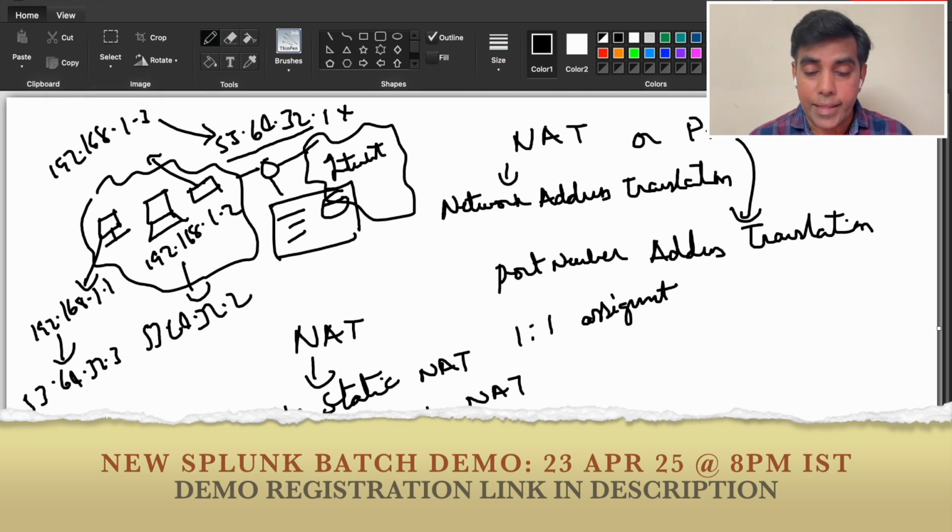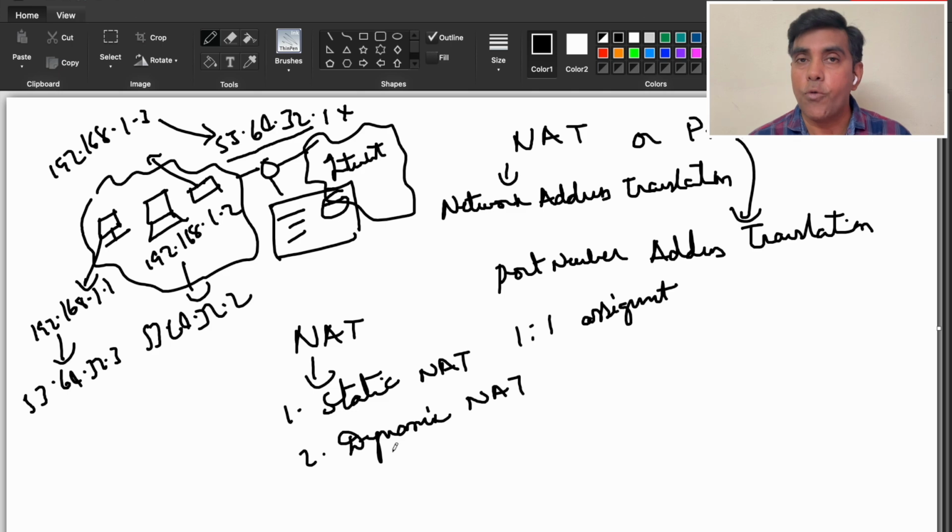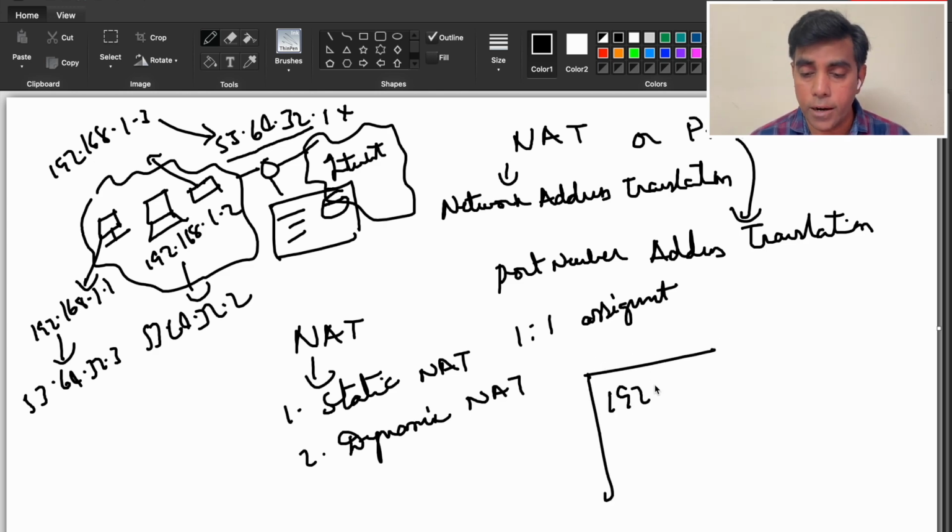So then the dynamic NAT comes into the picture. What will this dynamic NAT be doing? In the NAT table, we have the particular IP addresses: 192.168.1.1, 192.168.1.2, 192.168.1.3.